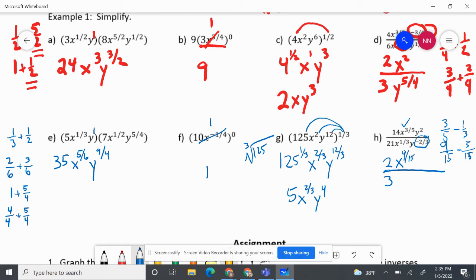Here's a negative exponent, so I bring it up, and that becomes 2 plus 2/3. I need a common denominator, so that would be 6/3 plus 2/3, which adds up to 8/3.